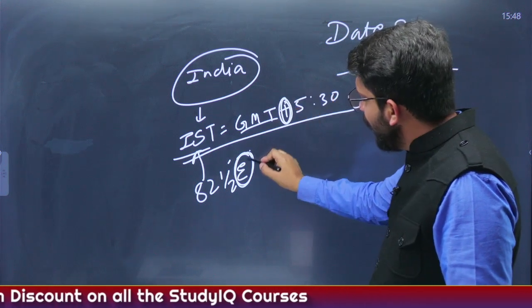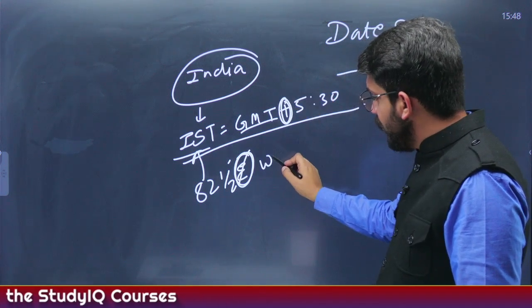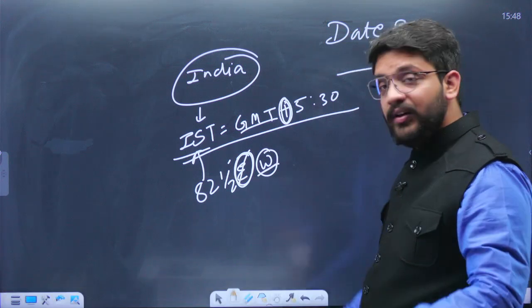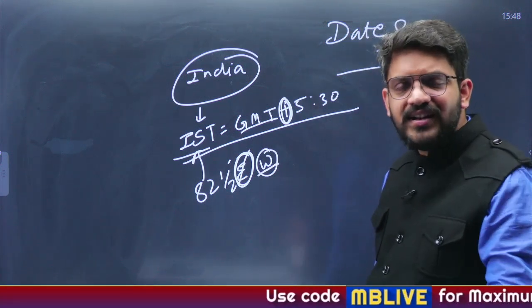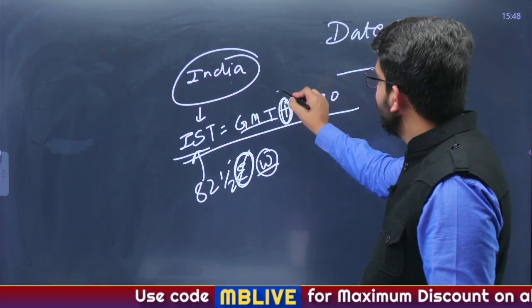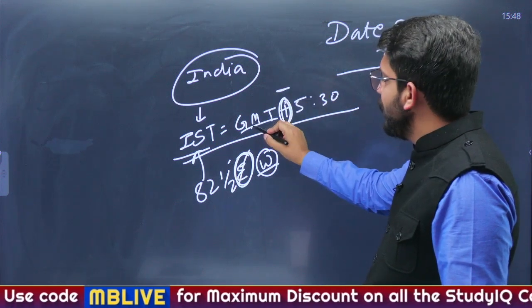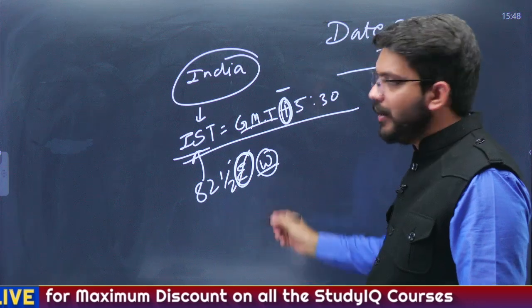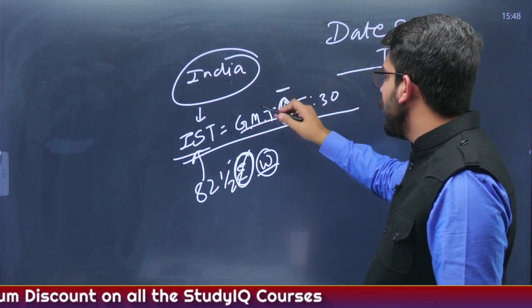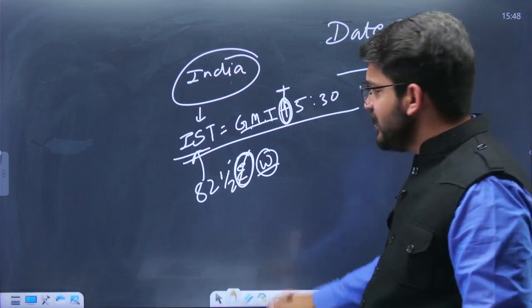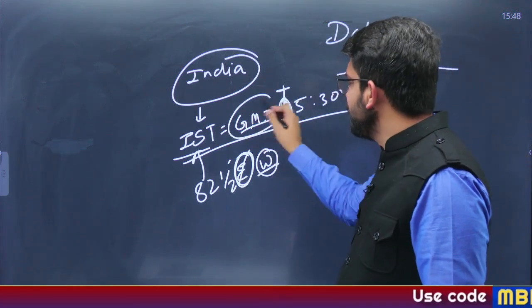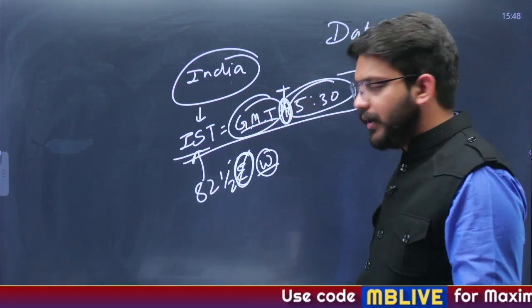If India was in the western hemisphere, and took 82.5 degree western longitude as its standard meridian, at that moment this sign would become GMT minus 5:30. But because we are on the eastern side, or I can say on the eastern hemisphere, that's why it is plus in sign. Now, what is this GMT and why this 5:30?